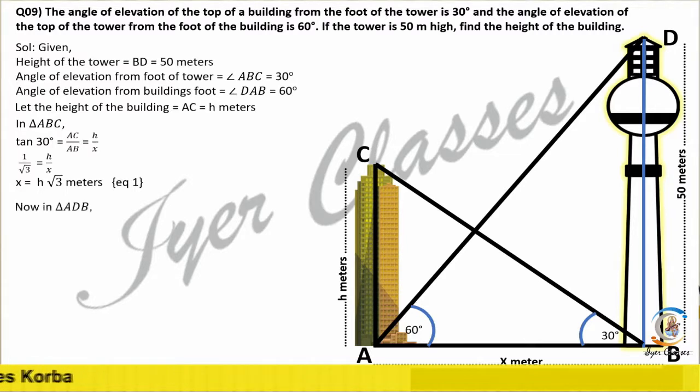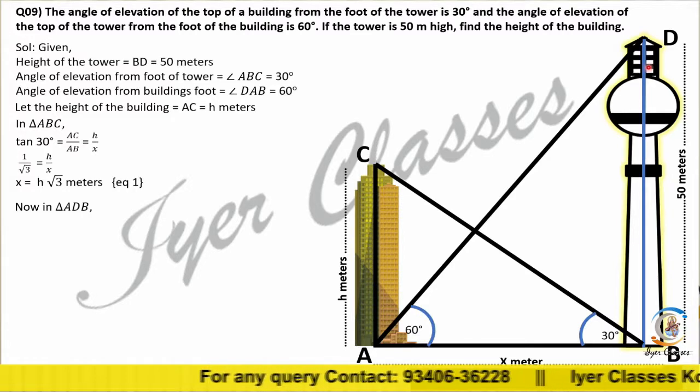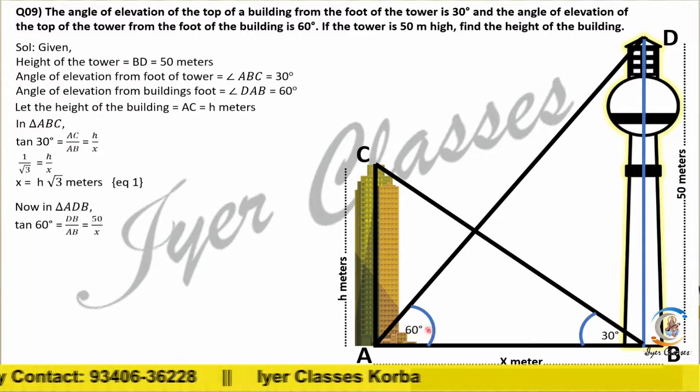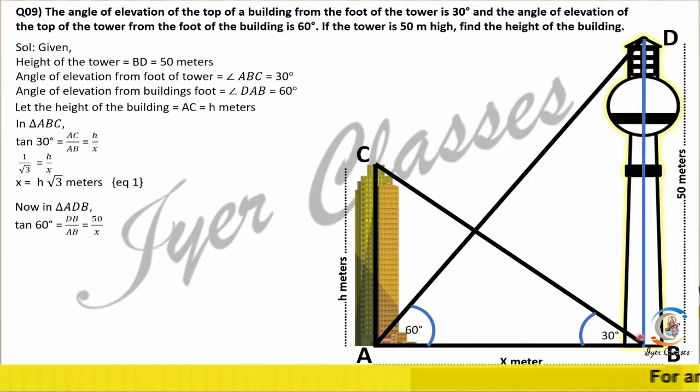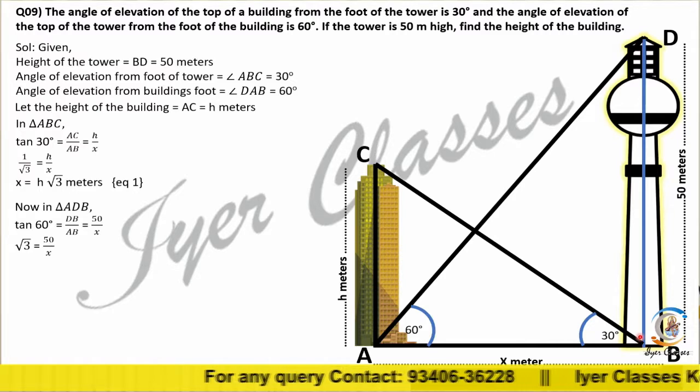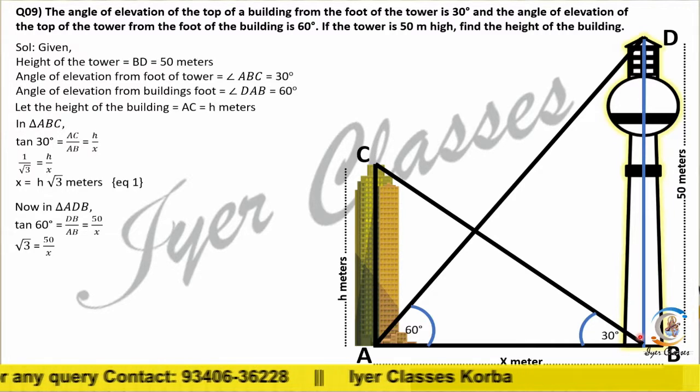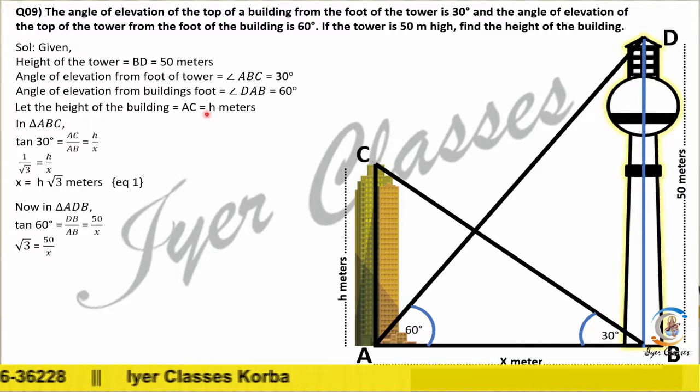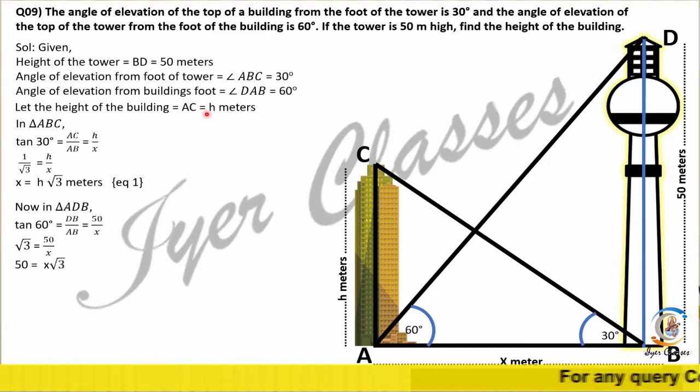Now let us move on to the triangle ADB, that is this triangle. In this we can see that the angle is 60 degrees. So tan 60 is equal to perpendicular by base. So that is equal to 50 divided by X. Tan 60 we know is equal to root 3. So root 3 is equal to 50 divided by X. On calculations we get X root 3 is equal to 50.